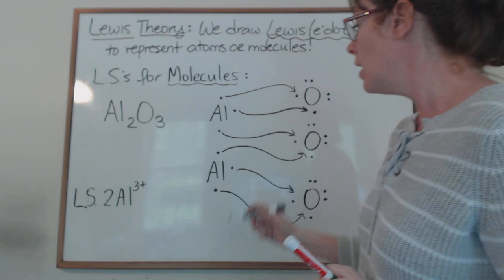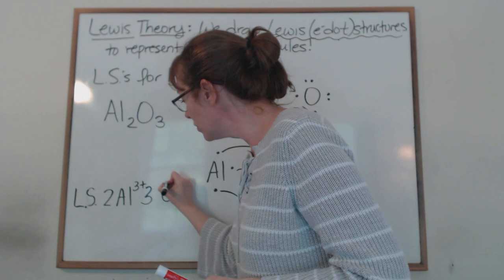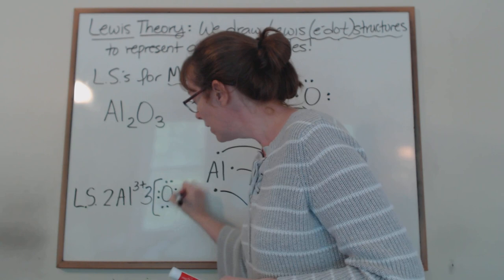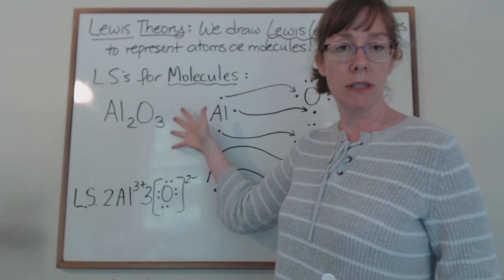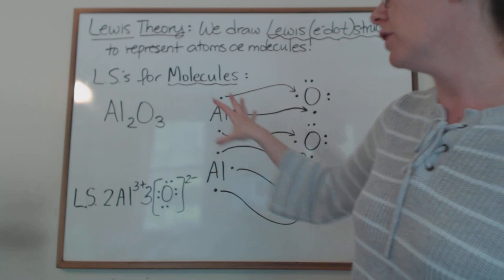And then we have 3 of the oxygen. So you're just going to use these big numbers, or coefficients, to indicate the number of the species. And what would the oxygen's charge be? Well, 2 new electrons that didn't used to be there, that's an O2 minus. Just consistent with everything we've always known about ions and ionic compounds. So that's how you would do the Lewis structure for Al2O3.